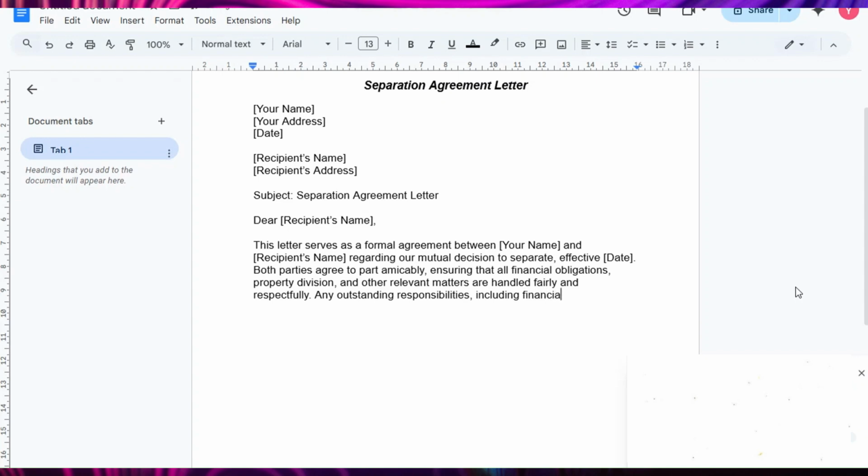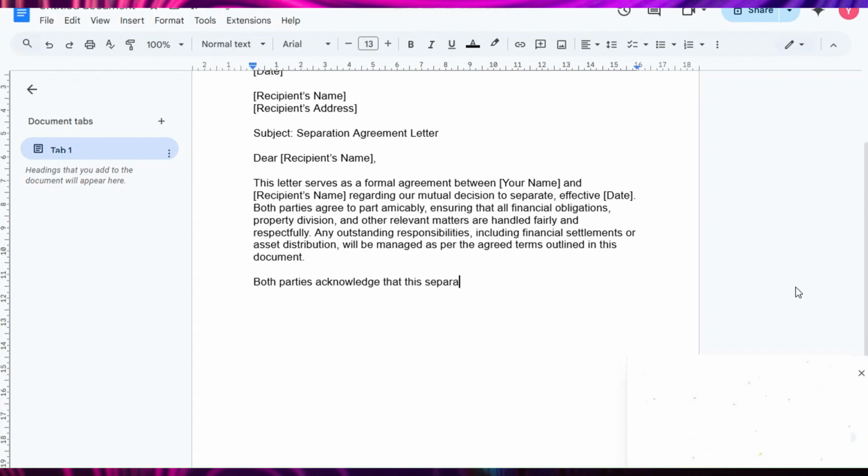Any outstanding responsibilities, including financial settlements or asset distribution, will be managed as per the agreed terms outlined in this document. Both parties acknowledge that this separation is made in good faith, with no ill intent, and agree to uphold the terms stated herein. This agreement represents our mutual understanding and commitment to a smooth transition.